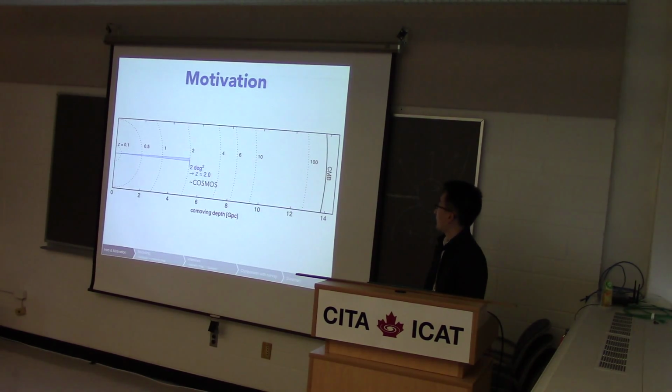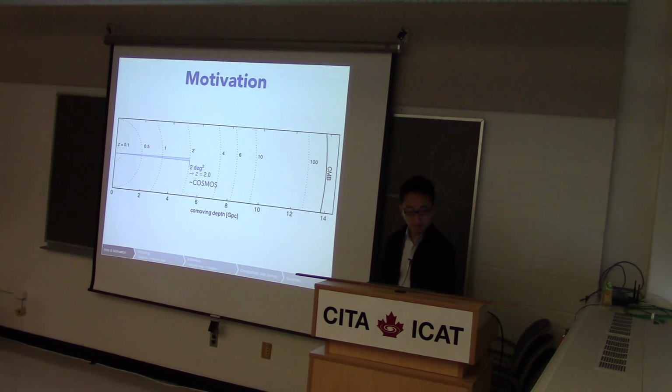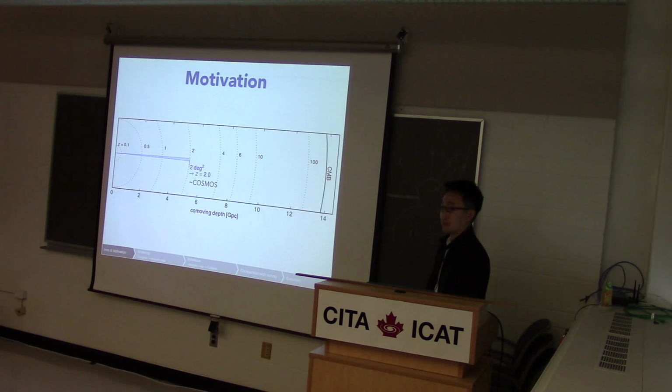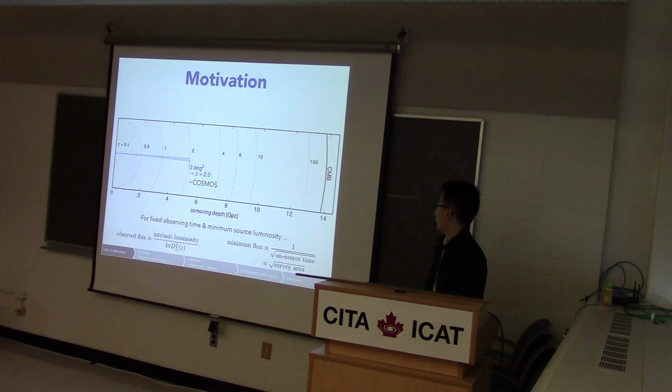But suppose for a second that you have a particular galaxy survey that's about 2 degrees squared, and you're complete down to a certain luminosity, let's say Milky Way luminosity, out to a redshift of about 2. So this is roughly about the size of the Cosmos galaxy survey field. And now suppose you want to keep the same observing time, but you go a little bit narrower in area. And so you can just use these simplistic relations. You say the observed flux is inversely proportional to the luminosity distance. And your minimum flux, so your flux sensitivity, is inversely proportional to the square root of your on-source time or proportional to the square root of the area.